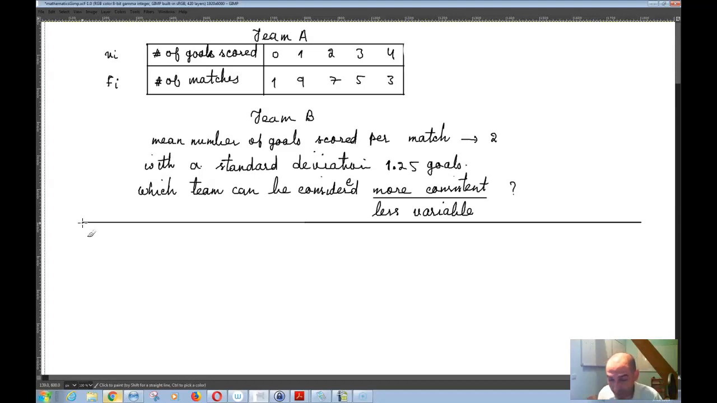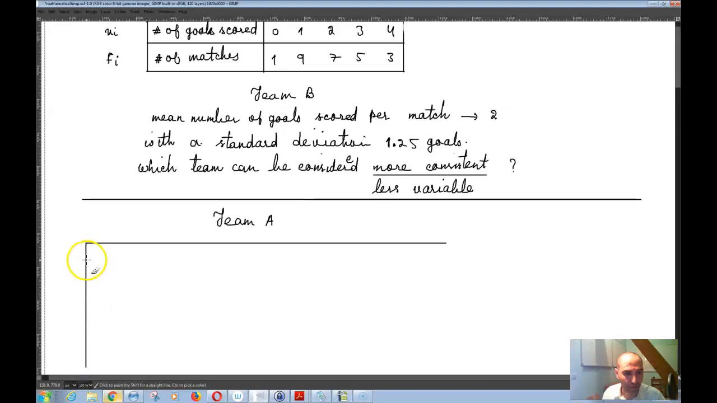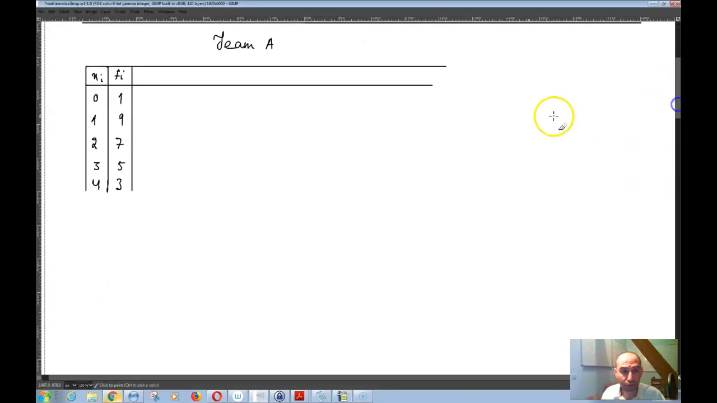In order to do that, I can form a table here for team A and write all of these numbers here, as for example 0, 1, 2, 3, 4 as my x_i's, and basically these are my f_i's, so I write them as 1, 9, 7, 5, and 3. Now to calculate X bar and sigma here.